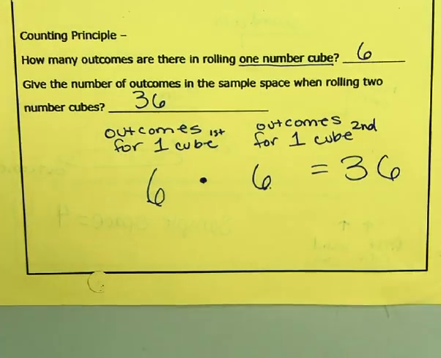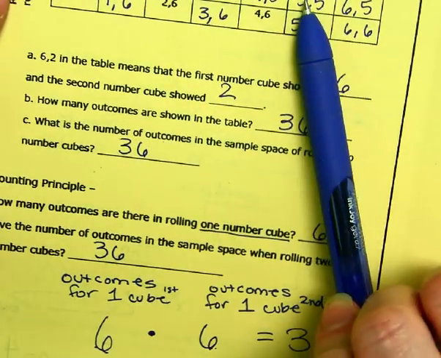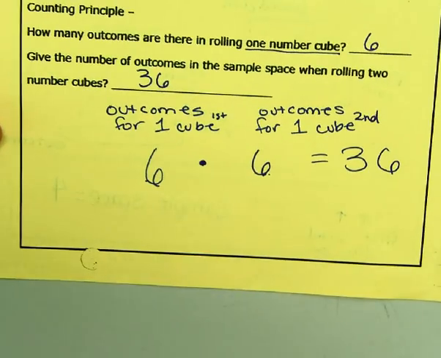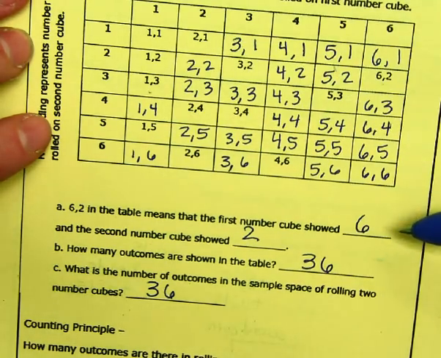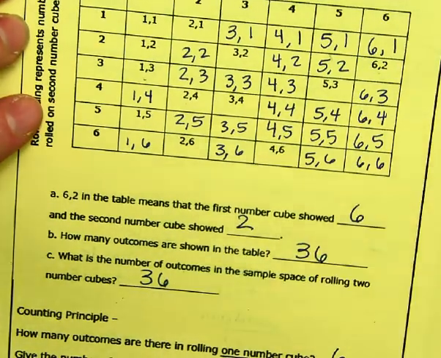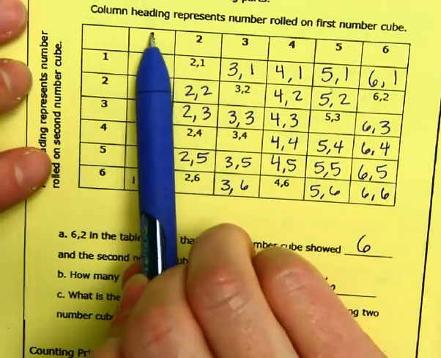So that's a shortcut. This showed you how to use a table and how to use the counting principle to find total outcomes. It's important to use the table so that you know what the outcomes look like. But to get the total, you can just multiply the 6 by the 6.